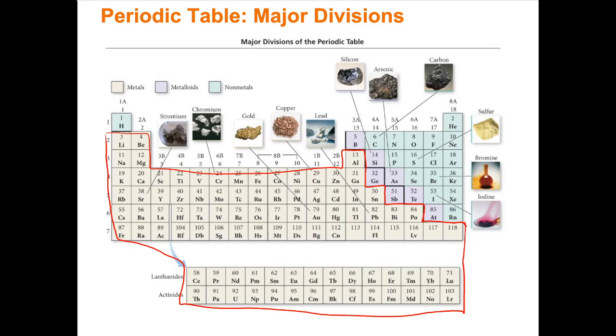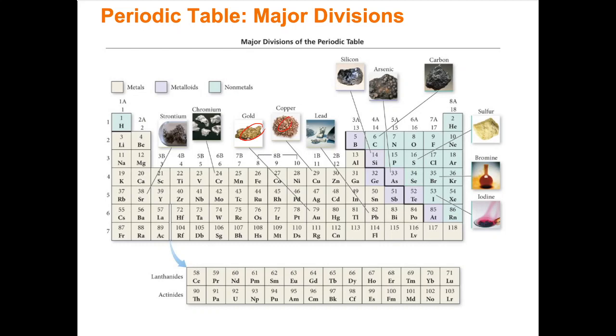We'll break that down further in just a moment because we have main group metals, transition metals, and inner transition metals. But those are all metals. These are things you're familiar with: gold, copper, lead, strontium, sodium, potassium. These are all metals.